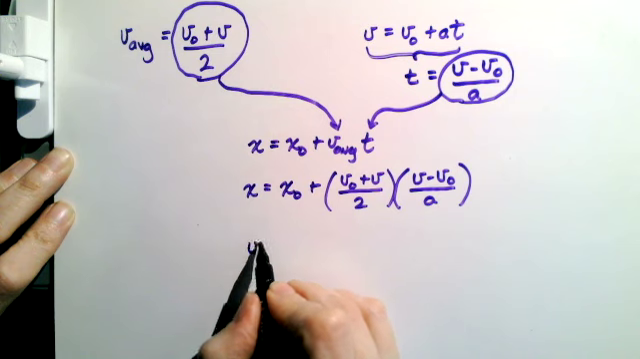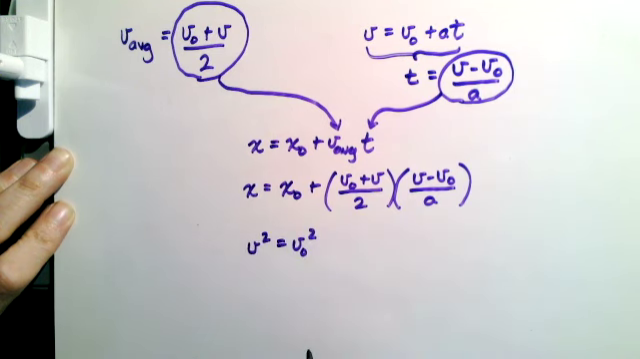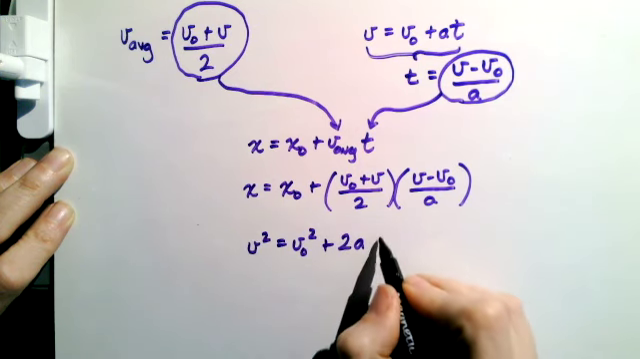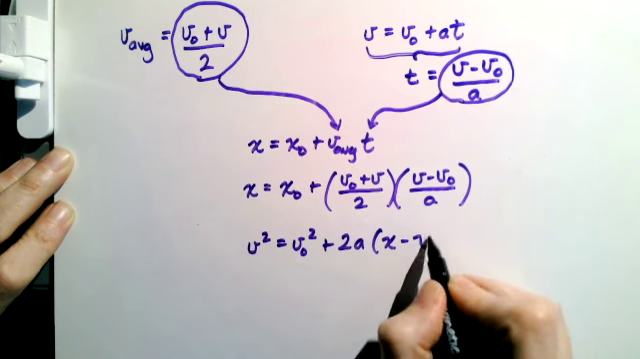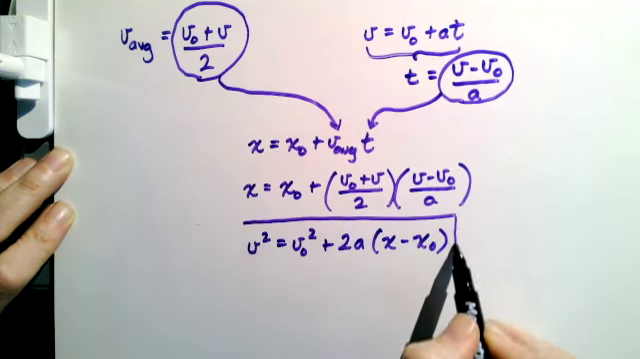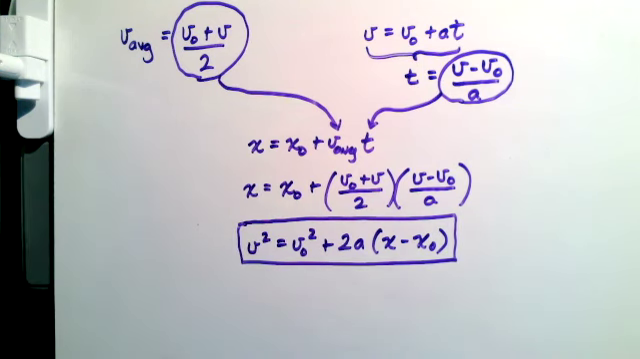The rest of this derivation is just algebra, and what you'll end up with in the end is the final velocity squared equals the initial velocity squared plus 2 times the acceleration times the displacement. And so here we have another kinematic equation that describes the motion of a particle that moves with a constant acceleration. What's special about this one is it doesn't have time in it, and so sometimes it can be useful if you don't know anything about the time.